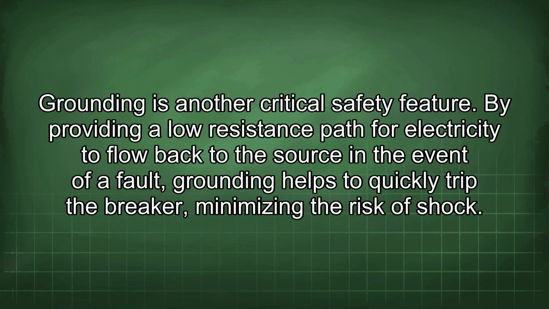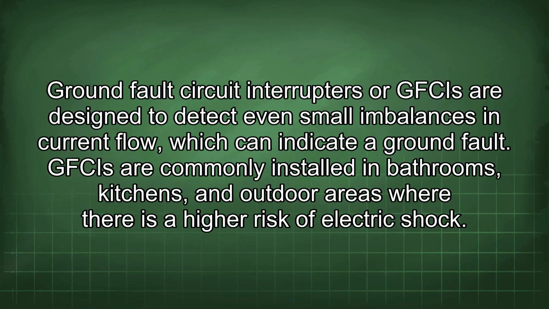Grounding is another critical safety feature. By providing a low resistance path for electricity to flow back to the source in the event of a fault, grounding helps to quickly trip the breaker, minimizing the risk of shock. Ground fault circuit interrupters, or GFCIs, are designed to detect even small imbalances in current flow, which can indicate a ground fault. GFCIs are commonly installed in bathrooms, kitchens, and outdoor areas where there is a higher risk of electric shock.